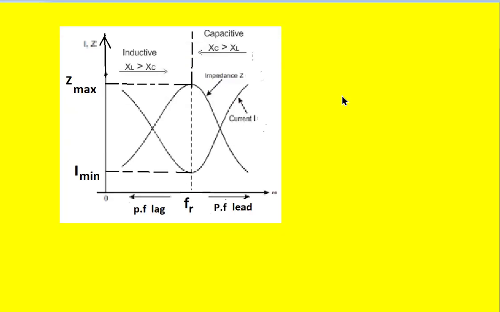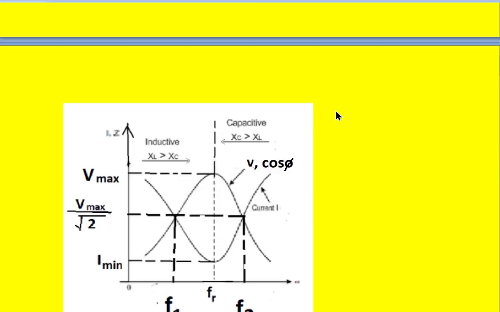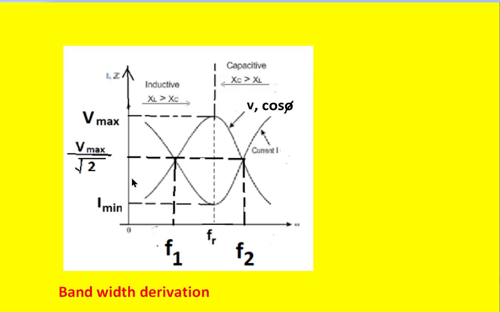This parallel circuit is called the rejector circuit, and the power factor at resonance frequency is unity, and the current here is a minimum. Here, the voltage at resonance in this circuit is maximum. This shows the voltage variation with frequency.